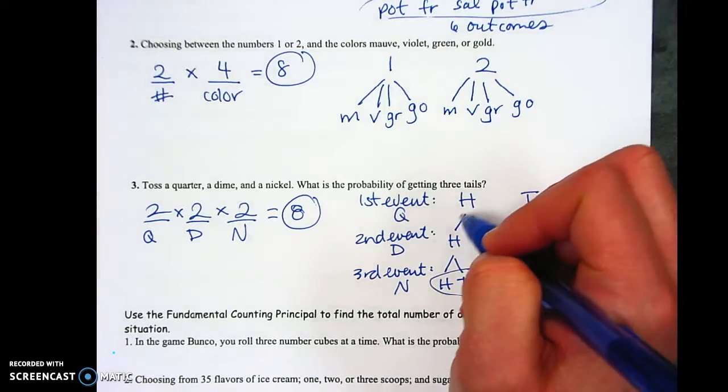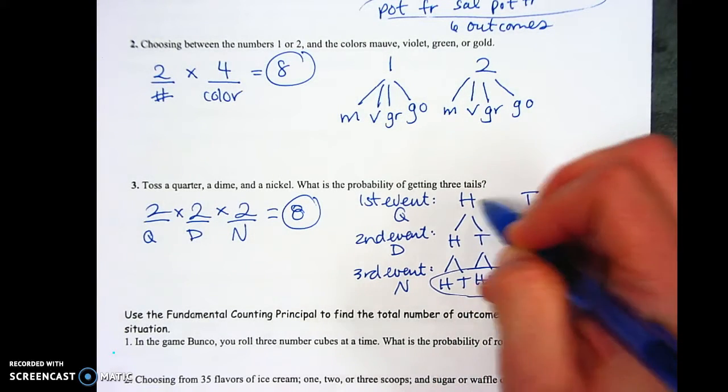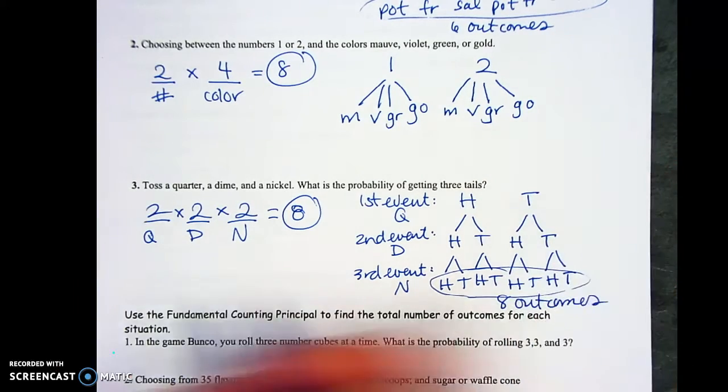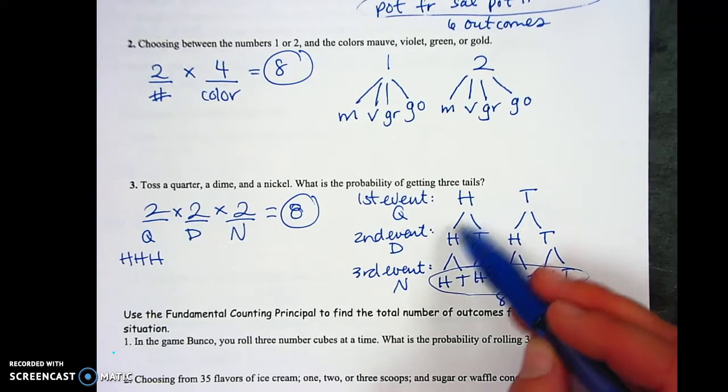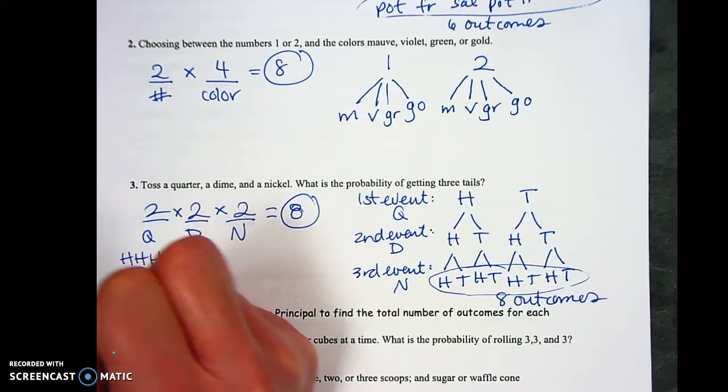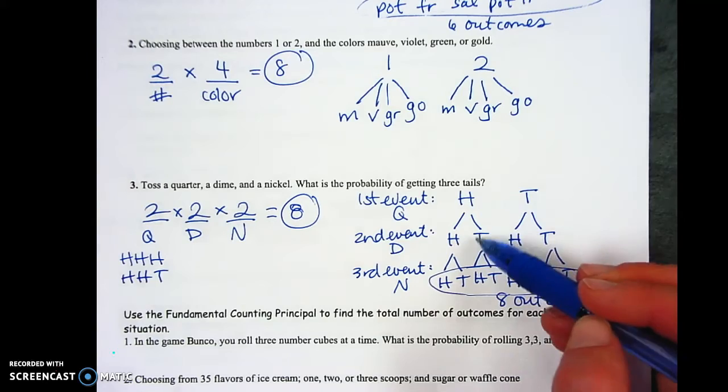So if I follow the pathway down these branches, I want to write every option of what happens. So first I have heads, heads, heads. Go down the next branch, heads, heads, tails. Third one, heads, tails, heads.